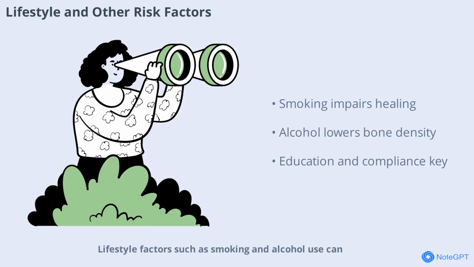Lifestyle factors such as smoking and alcohol use can negatively impact spinal health and increase the risk of ASD. Smoking reduces blood flow and impairs healing, while alcohol can lower bone density and hinder regeneration. Patient education, compliance with rehabilitation, and psychological health also play important roles in recovery and long-term outcomes. Addressing these factors is essential for comprehensive ASD management.